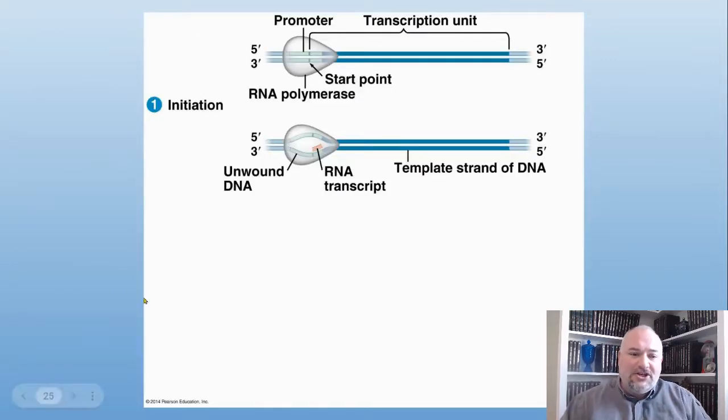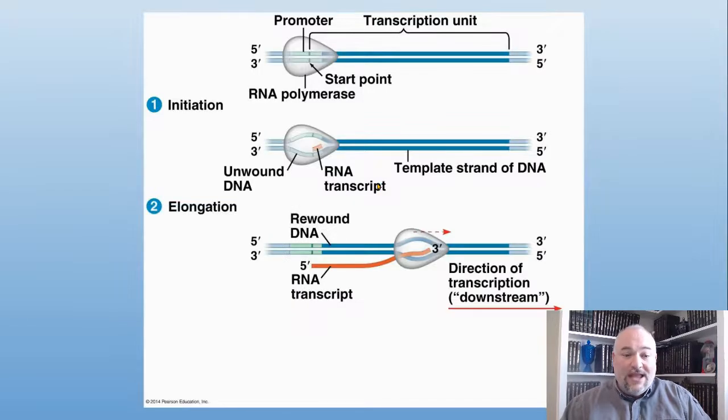Here we can see the initiation. There are three parts to this. Initiation: there's the promoter region, which tells it where to start. Then there's the transcription unit that we're going to read on the DNA, and we read from 3 prime to 5 prime on the template strand down here. So we start on 3 prime, we read in this direction, and we start to transcribe the RNA.